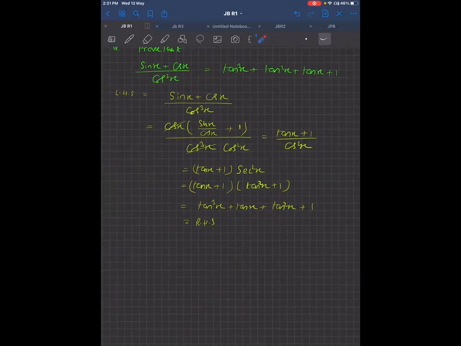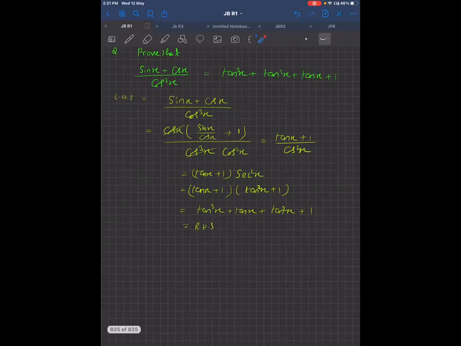Yes, do whatever you want. If you are getting RHS to LHS, then okay, fine, you can use it. Even in trigonometry, for a question you may find more than two methods.